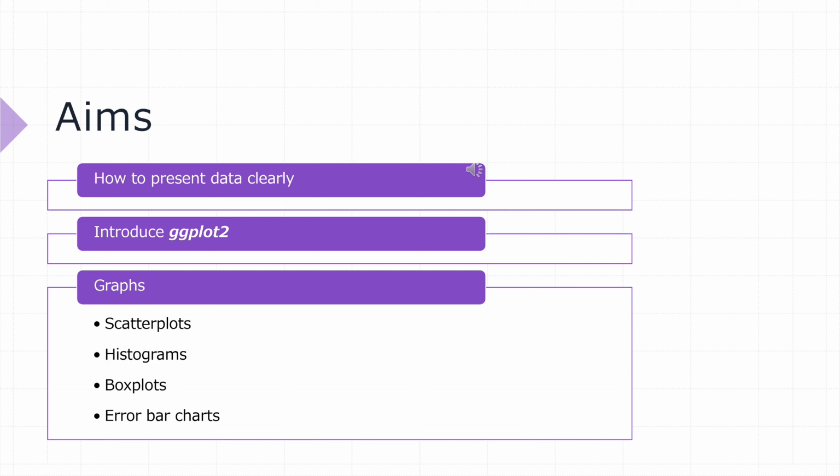Aims for this session. Our goals are: learn how to present data clearly, get a quick introduction to ggplot2, and practice essential plots: scatterplots, histograms, boxplots, and error bars. All of these are genuinely useful.